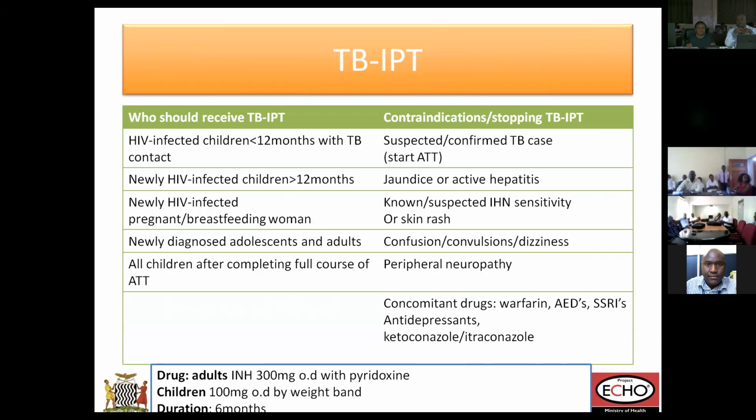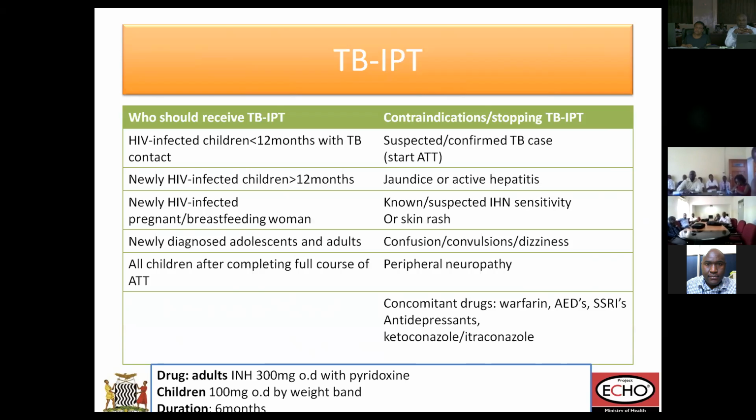Now, the contraindications or indications to stop TB IPT are, number one, a suspected or confirmed TB case. There you do not give IPT, but instead you start full ATT treatment for TB. Then if the individual on IPT develops jaundice or has active hepatitis, this can be before or after starting the IPT. Then a person who is known or suspected to have isoniazid hypersensitivity, or develops a skin rash while taking isoniazid preventive therapy, it should be an indication to stop.